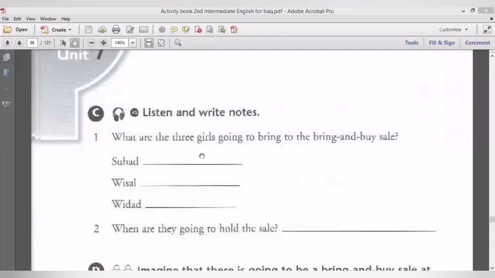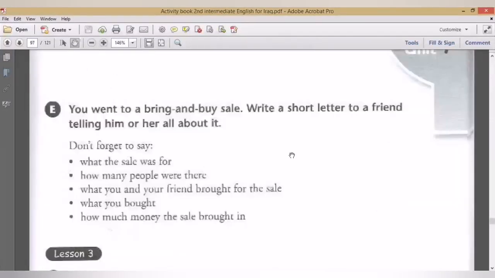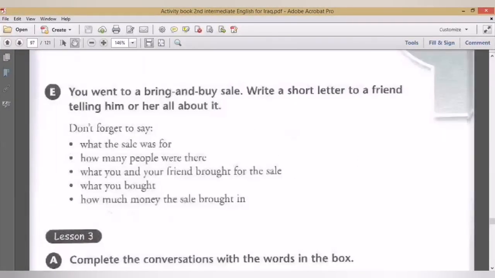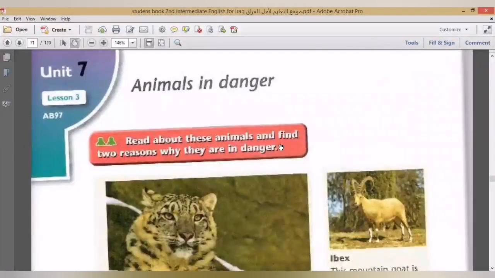So we are going to skip exercise D and move to, what is this? Now, this is about writing a letter, and we have to skip it too. So now let's move to lesson 3 in your student's book. What is the title of lesson 3? Animals in danger. So these animals are in danger.